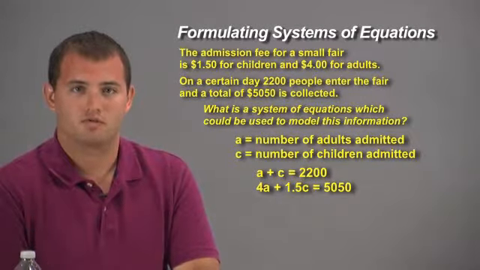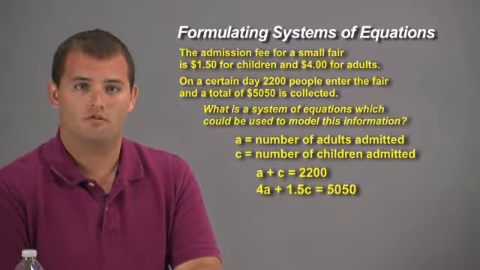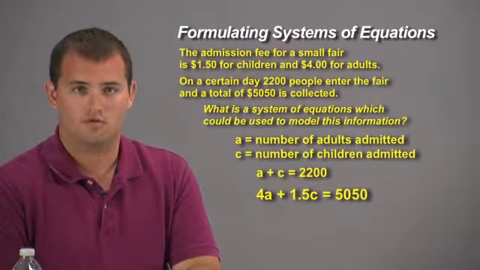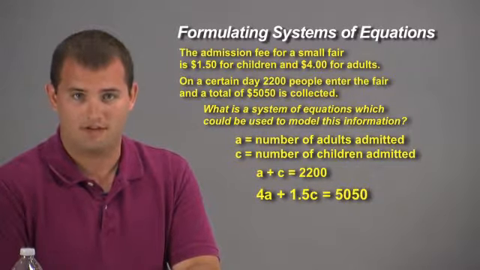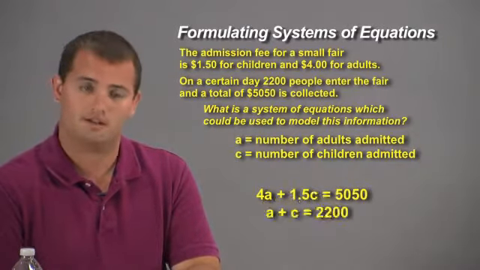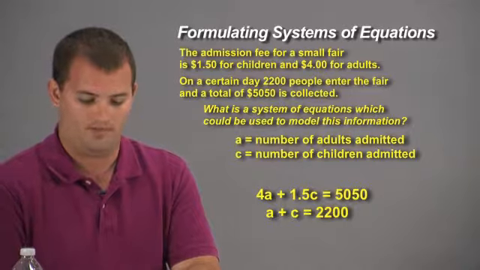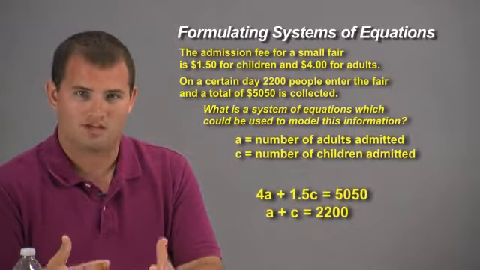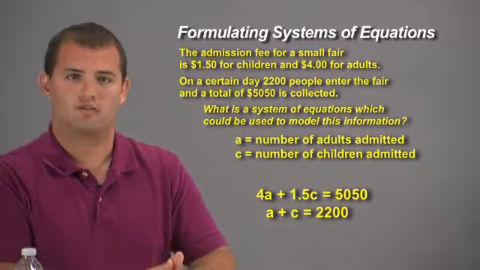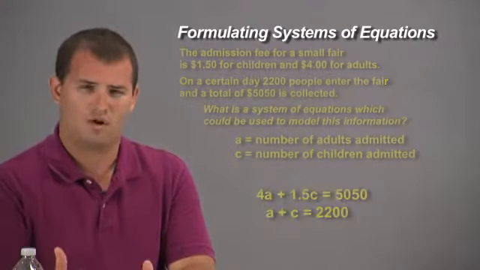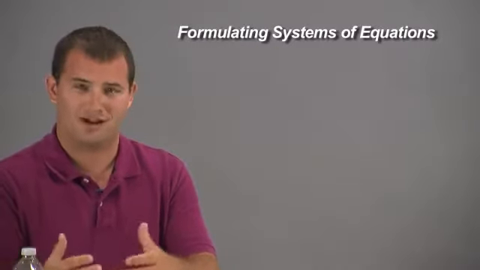Here are our equations. We're going to use the cost equation first: 4A plus 1.5C is equal to 5,050. And then our second equation is the admittance equation: A plus C is equal to 2,200. The toughest thing about formulating systems of equations is translating the information we're given into mathematical equations. And we're going to work one more example that gets a little hairy.